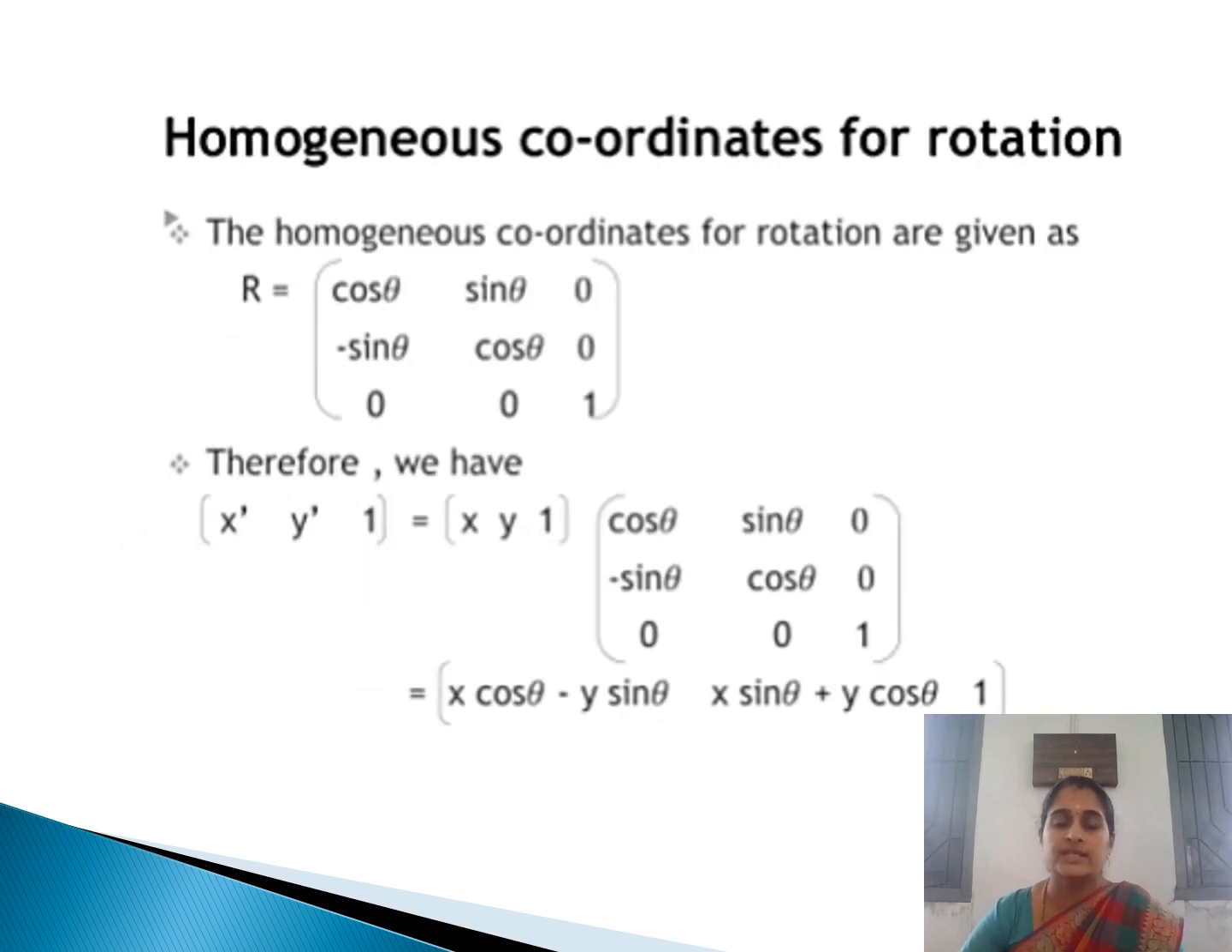This is homogeneous coordinates for rotation. Already we have seen the rotation matrix as a 2 by 2 matrix, and that matrix is converted to a 3 by 3 matrix by adding one more row and column, that is the homogeneous coordinates. The theta represents the rotation angle. The last row 1 represents the homogeneous coordinate.